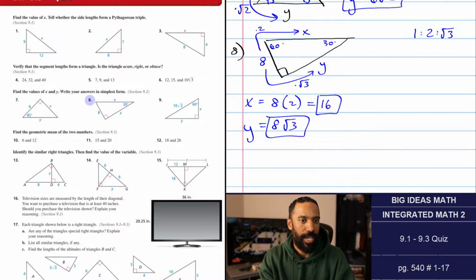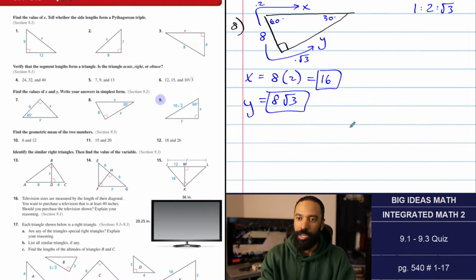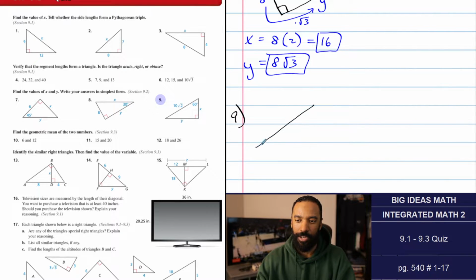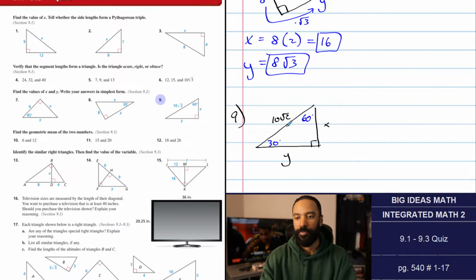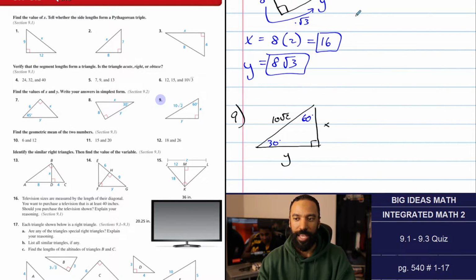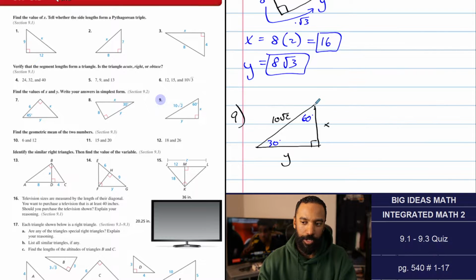But we have one more, it looks like, and we can deal with it. Let's see how we do. Number 9. Number 9, I have yet again another 30, 60, 90 triangle, but this time we have the hypotenuse as 10 root 2, finding this x and y. The 60 is here, which means the 30 is there. So 10 root 2 being the hypotenuse, that's twice as long, in the 1 to 2 to root 3, it's twice as long as the short leg.